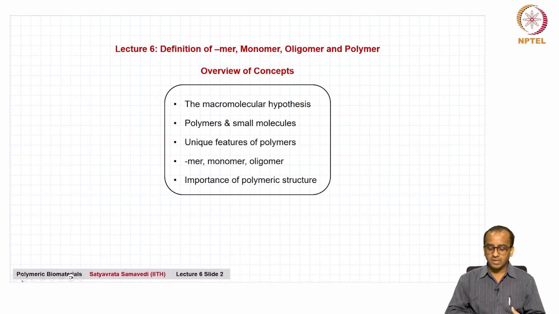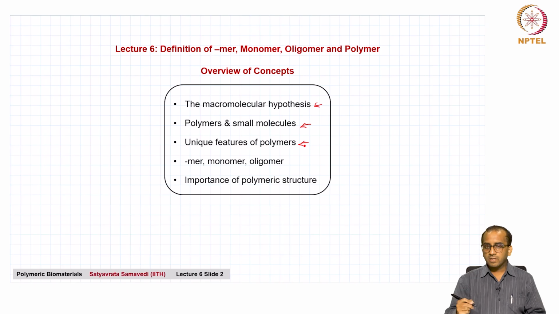So in that spirit, in today's lecture we will be looking at some definitions that are important for us to understand. We will first begin with what is typically called the macromolecular hypothesis, which is essentially how polymers came to be discovered, and then we will contrast polymers with small molecules that we are typically familiar with, just to understand the differences in properties between polymers and some of these small molecules.